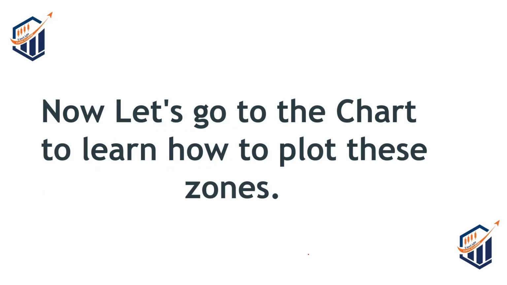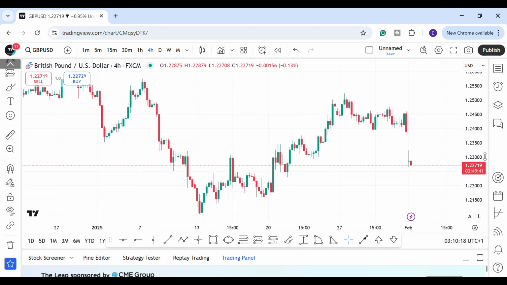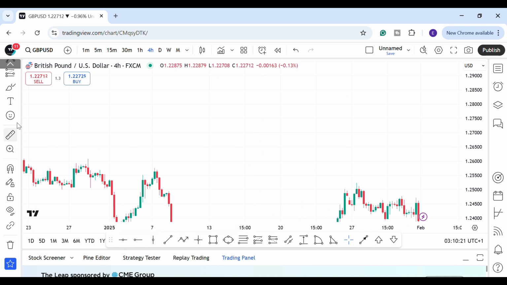Now let's get to the chart to learn how to plot these zones, the support and resistance zones. Yes, this is the chart. So now let's plot our support and resistance zone. We are using GBP USD. Remember, we can analyze this support and resistance zone in any pair. So now let's plot it following our step-by-step guide.